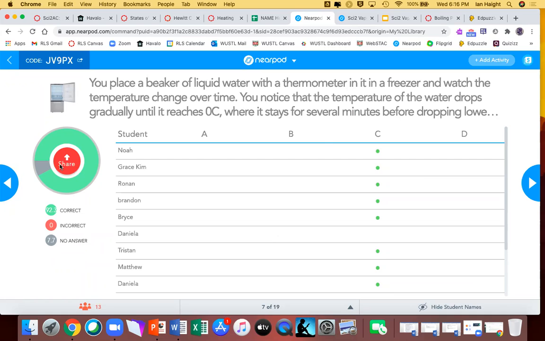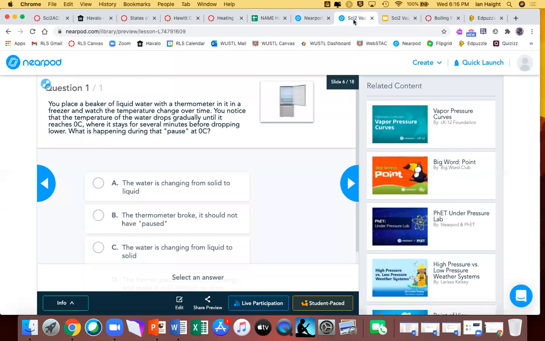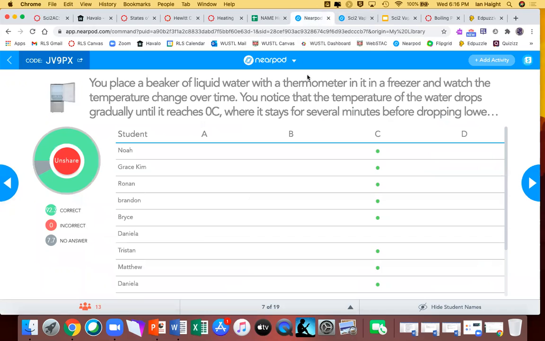All right, let's take a look. I'm going to hit share, so you should hopefully see a little graph or something on there. The correct answer is C, which is the water is changing from liquid to solid, right? It is going through that phase change, clumping together into a more compact form to be a solid, right? So the energy goes into changing the state, even if it is going in the opposite direction.